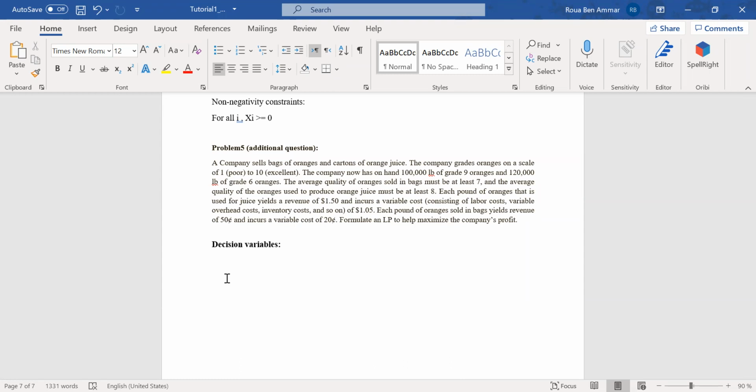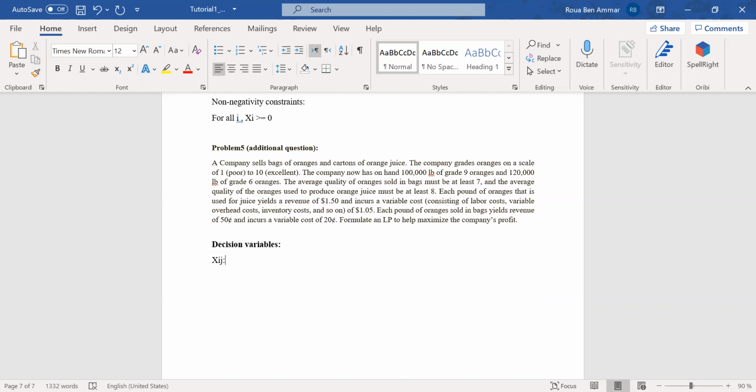The quantity from each grade, yes. And if it's used for juice or orange, yes, that is correct. It means the quantity of oranges in pounds of grade 1, 2, or whatever used in either juice or to be sold in bags. So this is why we have the double indexed decision variable.